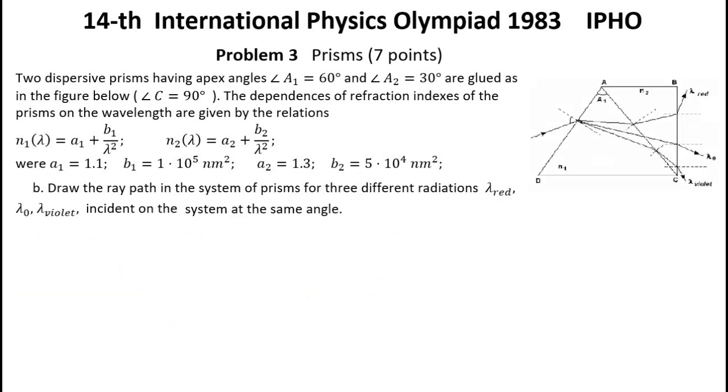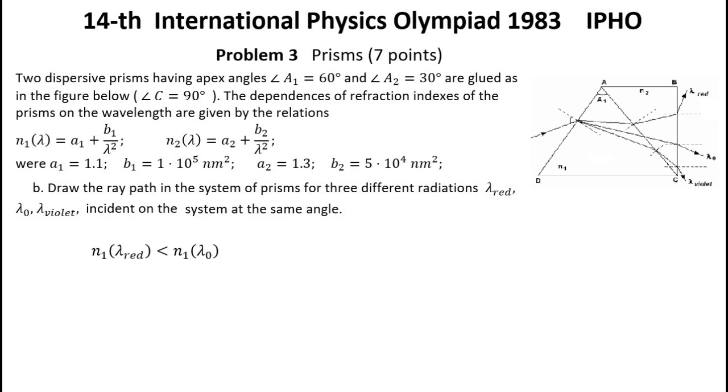Question B. Draw the ray path in the system of prisms for three different radiations: lambda red, lambda 0, lambda violet, incident on the system at the same angle. Solution. For the rays with different wavelengths having the same incidence angle on the first prism, the paths are illustrated in figure 1.1. Since for the wavelength lambda 0 equal to 500 nanometers both refractive indices are equal to 1.5, the angle of refraction on the first face AD will be less than the angle of incidence according to Snell's formula. Then the ray will pass the second face without deflection, as shown in the figure.